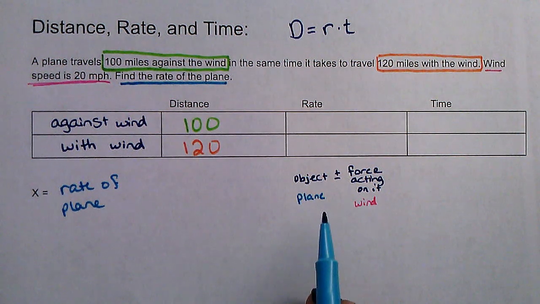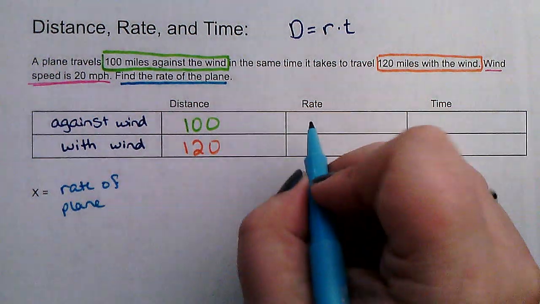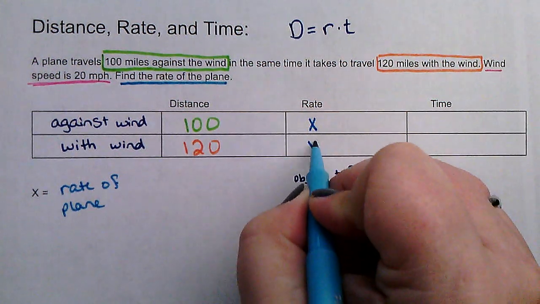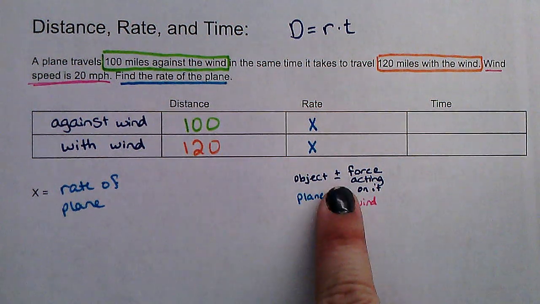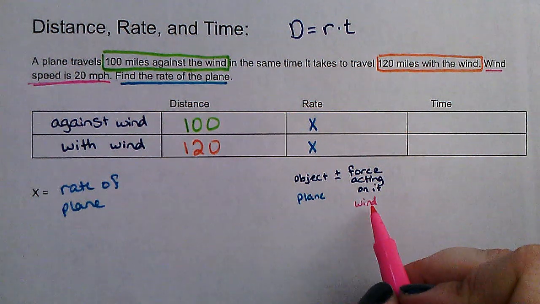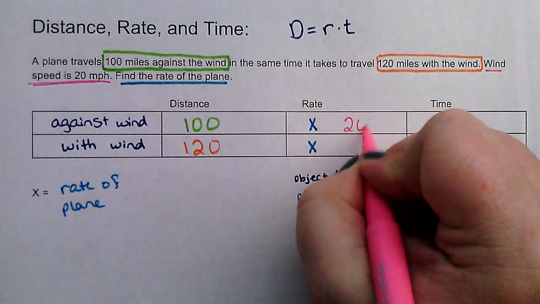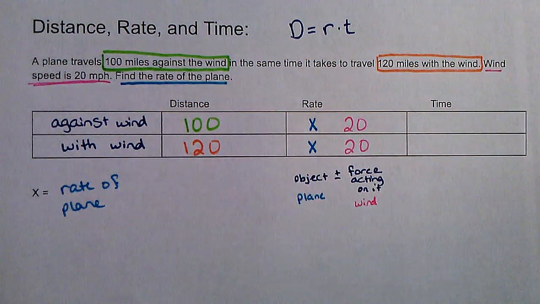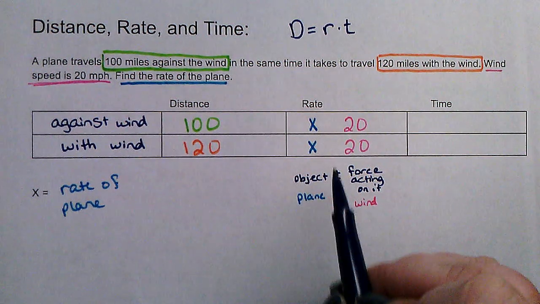So I know the plane goes first, then the force. So the plane is x, so my rate, x, is going to be there. Now, after that, I need a plus or a minus. Let's pause on that for a second. I know I also need the wind. So how fast was the wind going? The wind was going 20 miles an hour. So I need a 20. So I need either a plus or a minus.